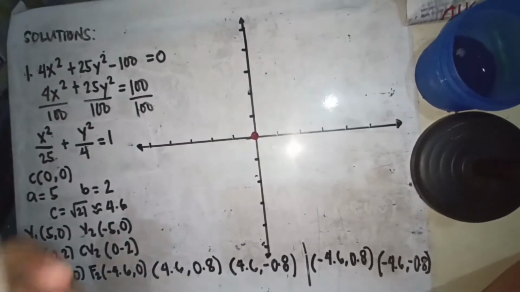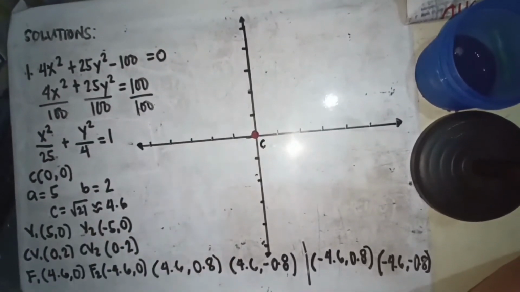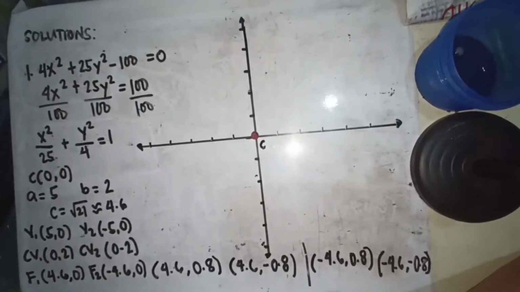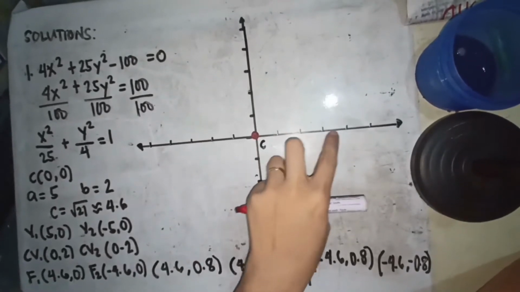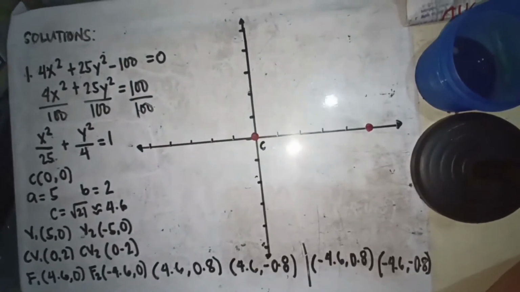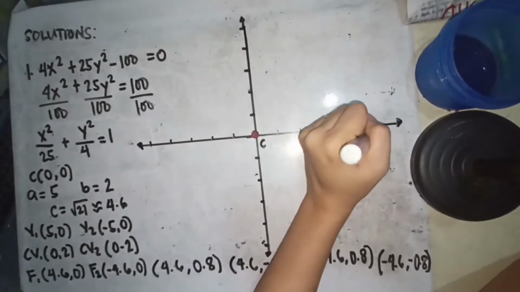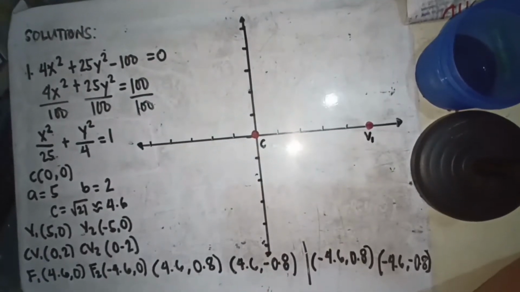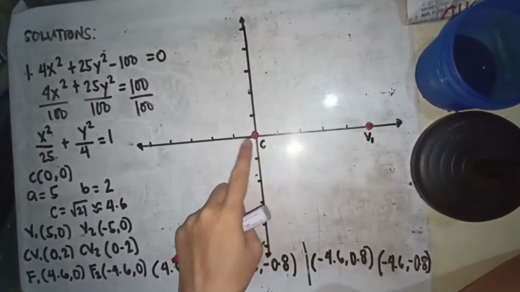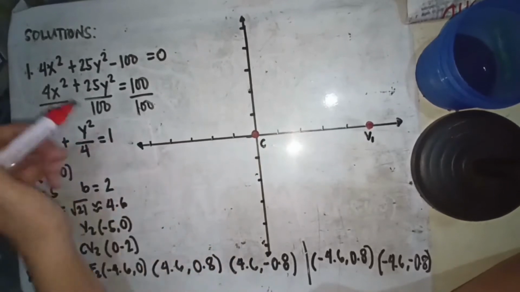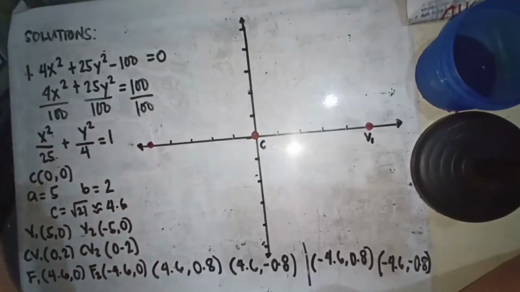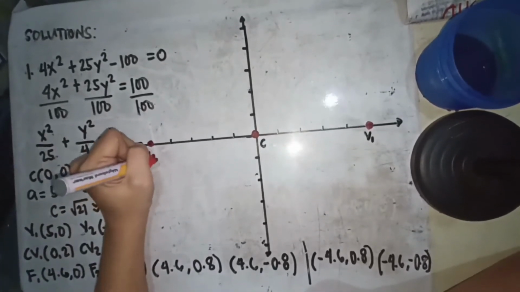This will be our center. Next, we also have our vertices. We have positive 5 and 0: 1, 2, 3, 4, 5. Okay, this is V sub 1. We also have our V sub 2, which is negative 5 and 0. So from the origin, we have 1, 2, 3, 4, 5. Okay, this is negative 5 and 0, or V sub 2.